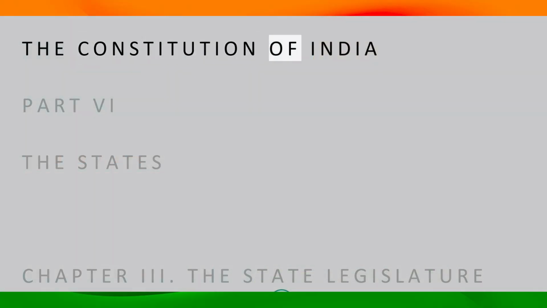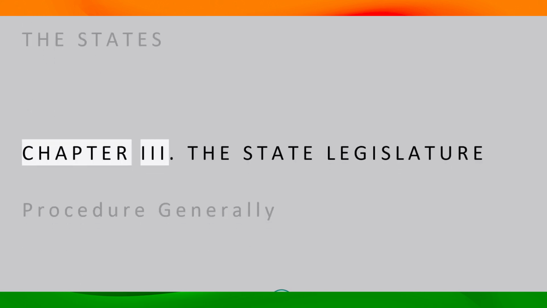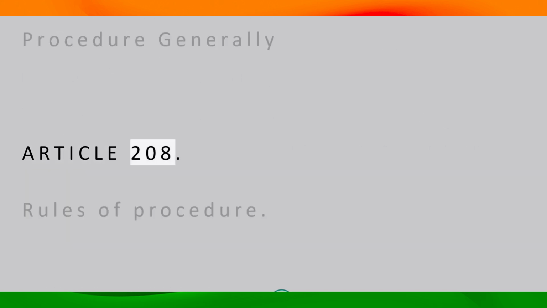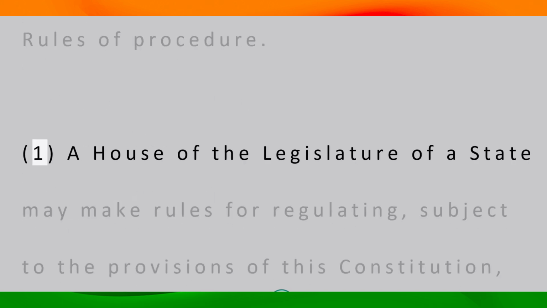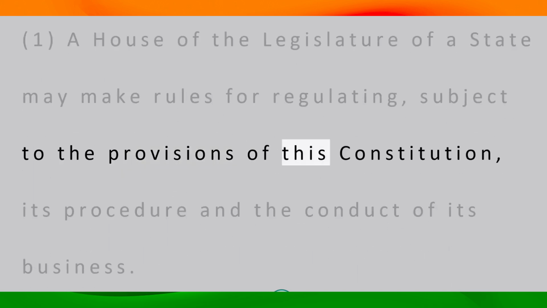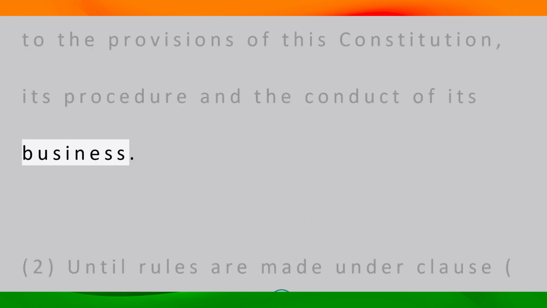The Constitution of India. Part 6. The States. Chapter 3. The State Legislature. Procedure generally. Article 208. Rules of Procedure. 1. A house of the legislature of a state may make rules for regulating, subject to the provisions of this Constitution, its procedure and the conduct of its business.